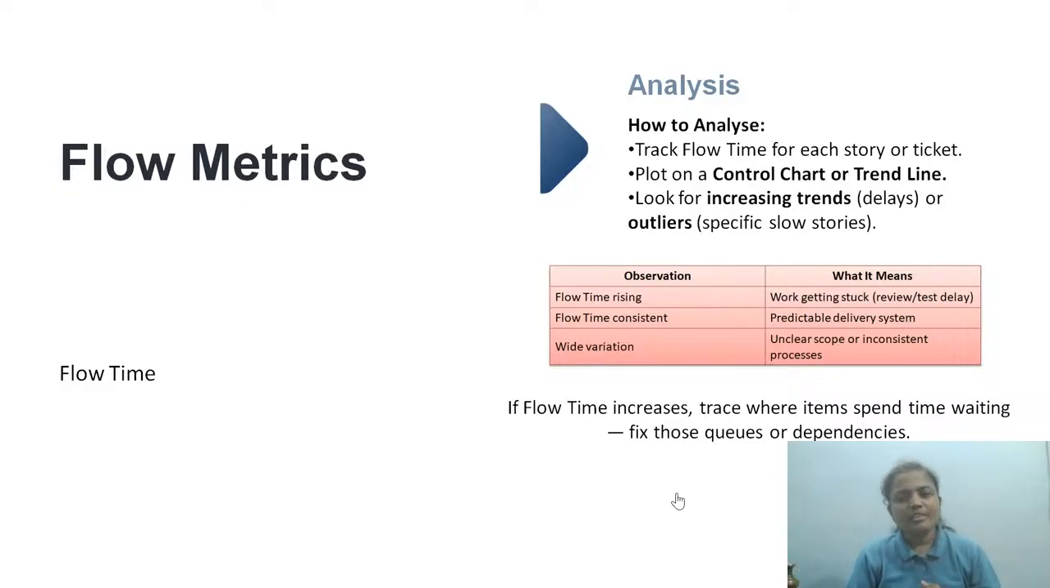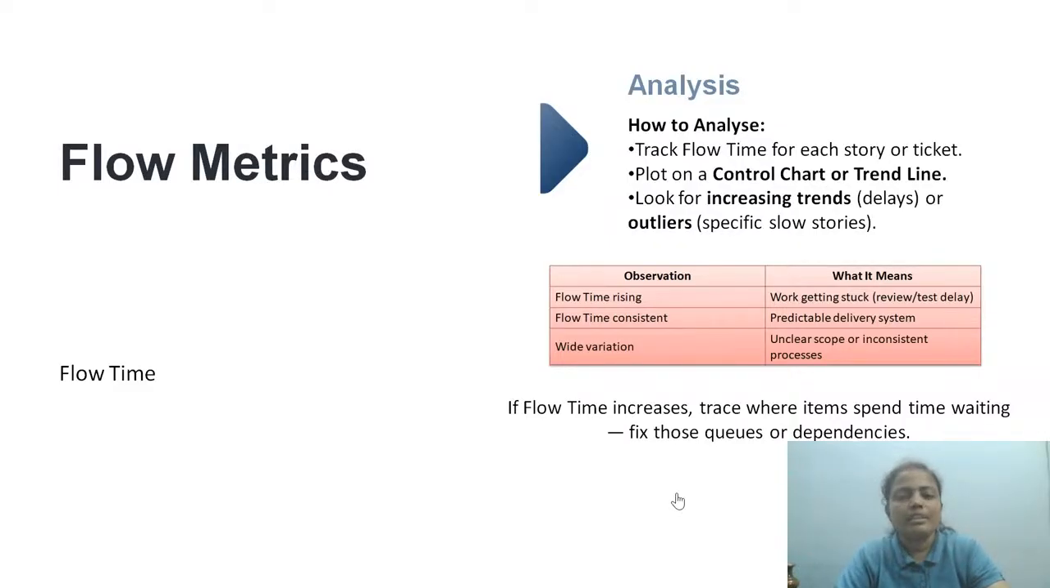Look for increasing trends, that means delays, and outliers, specific slow stories. There will also be some kind of restrictions and exceptions. That's what we are trying to identify here. Now, if flow time is rising, what does it say? Work got stuck. Maybe testing delay or review delay. There is some kind of waiting period that got invested in this overall story journey. That's why it got delayed, and the delay is the reason for the flow time increase.